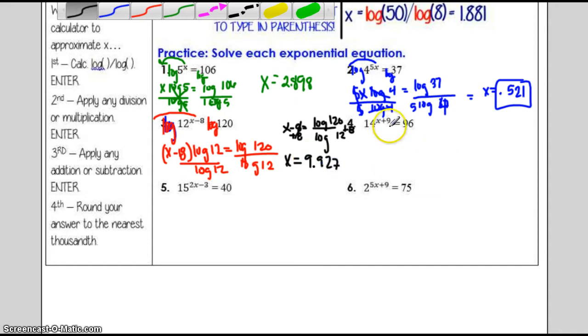So very similar on this next one. Go ahead and try it and then check when you're ready.